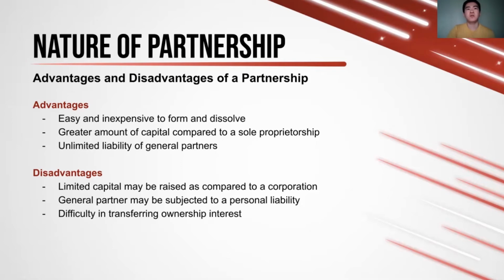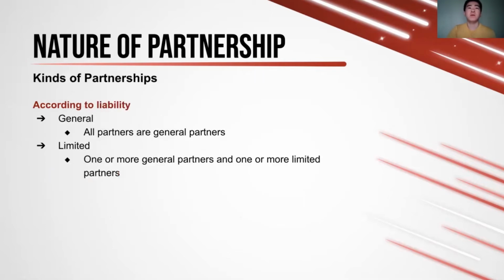Now for the kinds of partnerships. First, according to liability, there are two kinds. First, the general partnerships, wherein all partners are general partners. The second one is limited partnerships, wherein there is one or more general partners and one or more limited partners.